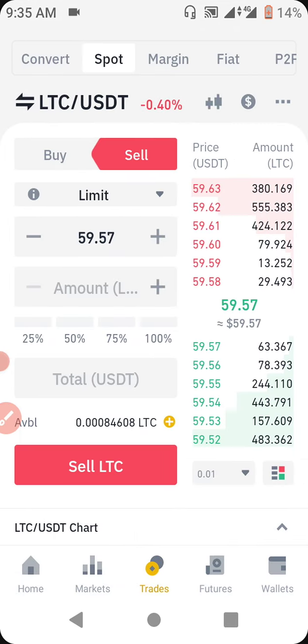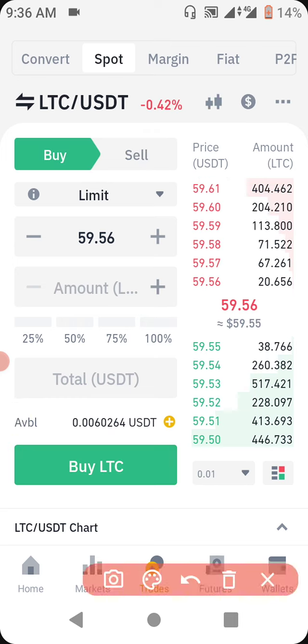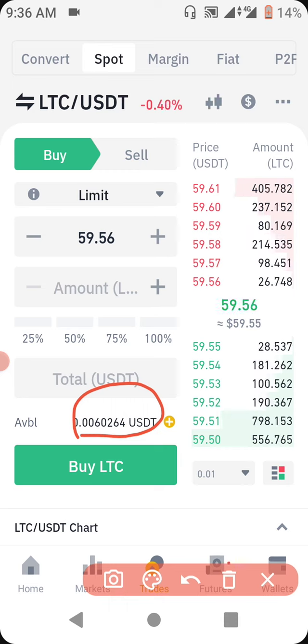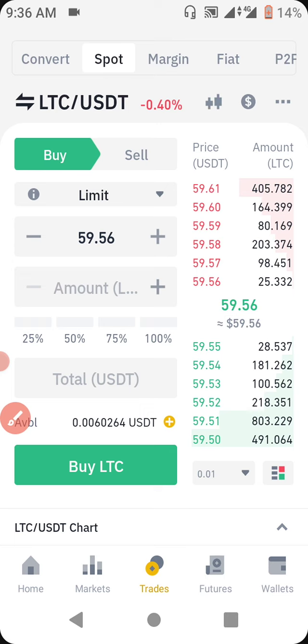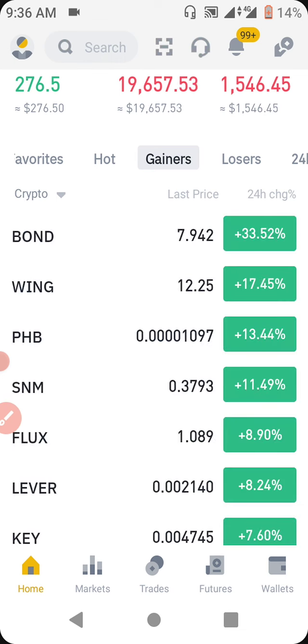So that's the two methods. One is just by inputting, and the second is knowing what price to put so that it will likely hit in a short amount of time, so that you don't go moving around and just messing this up. As you can see, I have a little amount of LTC right here and a little amount of USDT. That's because I've already done this spot trading and I made a profit, but I've withdrawn my profit. I've just withdrawn my money.